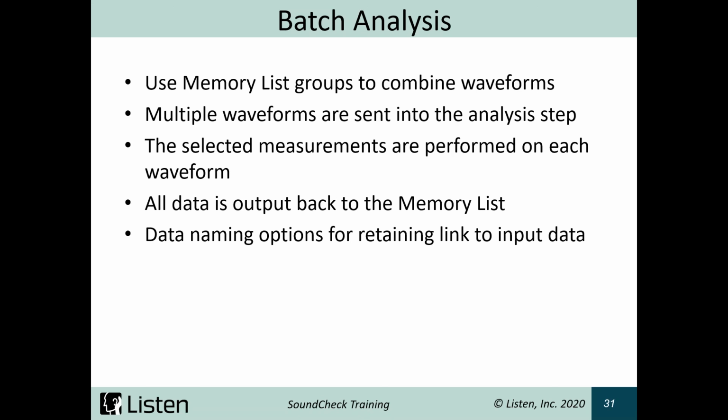One thing to pay attention to here is the data naming options. In the analysis step, under the Curves tab, there are a couple checkboxes for adding in either the signal path or appending it with the data name. To make sure that you know which curve is coming from which waveform, I would recommend turning on one or both of those options. It will just make it a little bit easier to quickly view the memory list and say, curve 3 comes from input 3. Doesn't leave any room for confusion, and it just keeps your data nice and organized.